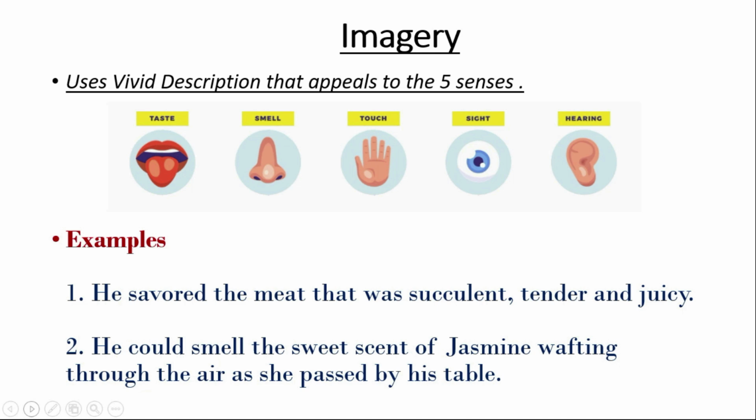Now, what is imagery? Imagery is a figure of speech which uses vivid descriptions that appeal to the five senses. So, what are the five senses? Which is taste, and taste is otherwise called gustatory. Next is smell. Smell is otherwise called olfactory. The next is touch. Touch is otherwise called tactile. The next is sight. Sight is visual. And the last is hearing, which is called auditory.